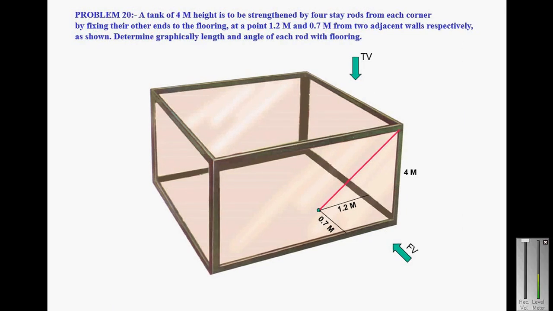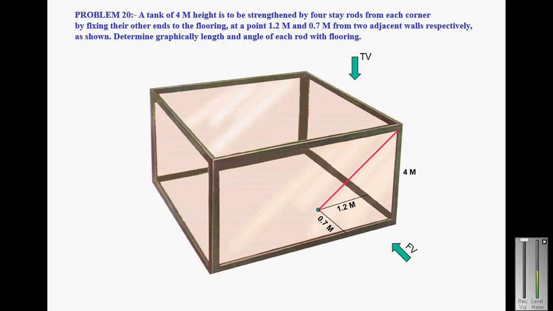Determine, by drawing their projections, the length of each rope and the distance of the poles from the building. Again, this is another problem. A tank of 4-meter height is to be strengthened by 4 stair rods from each corner by fixing their other ends to the flooring at a point 1.2 meter and 0.7 meter from two adjacent walls respectively, as shown. Determine graphically the length and angle of each rod with the flooring.